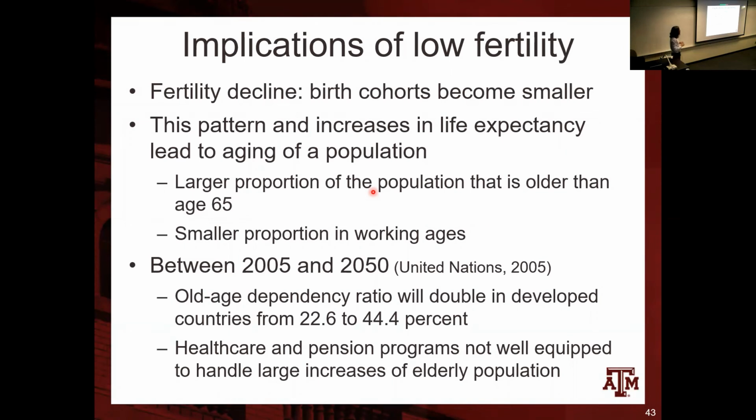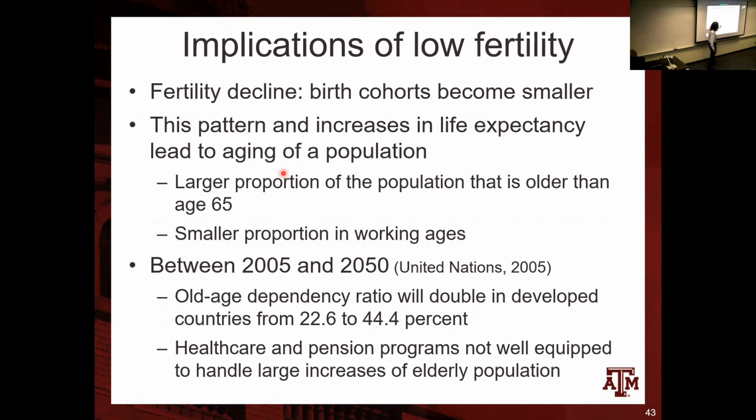What are the implications of low fertility? With fertility decline, birth cohorts become smaller. This pattern of low fertility and increases in life expectancy leads to an aging of the population. So since you have fewer children being born and people living longer, you will start to see a larger proportion of people with at least 65 years of age. So the elderly population increases in proportional size. And we will see in the next decades also a smaller proportion of people in working ages, between the ages of 15 and 64.